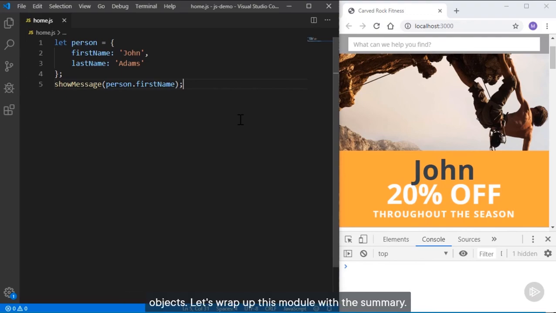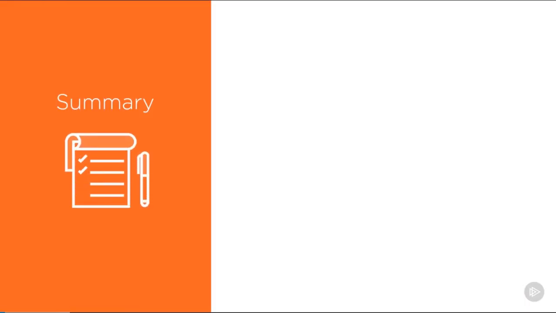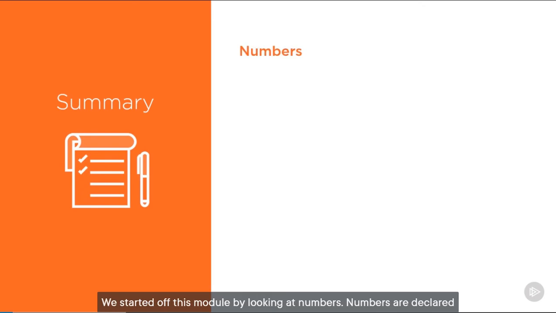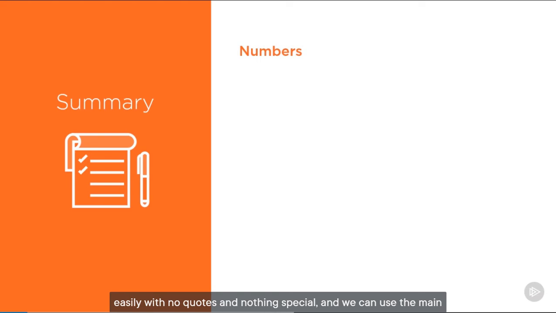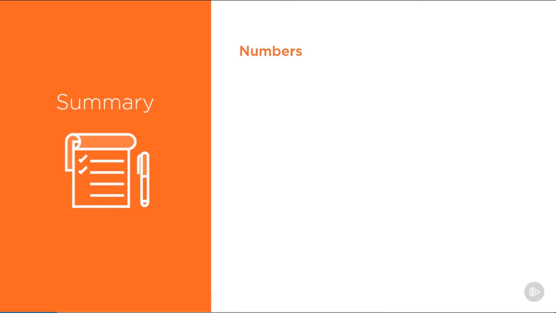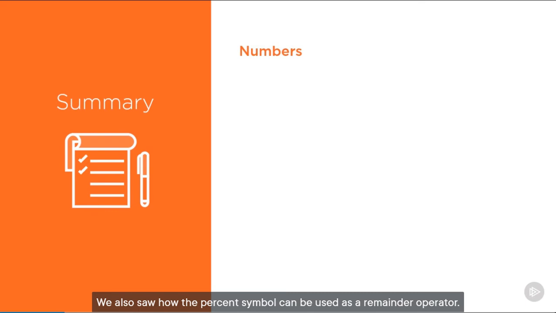Let's wrap up this module with the summary. We started off this module by looking at numbers. Numbers are declared easily with no quotes and nothing special. And we can use the main mathematical operators with numbers. Plus, minus, the star for multiplication, and the slash for division. We also saw how the percent symbol can be used as a remainder operator.